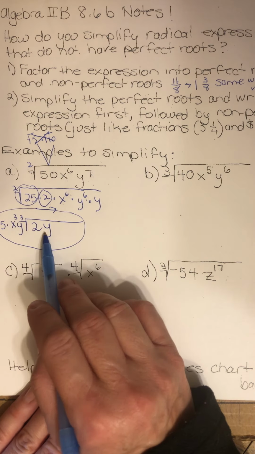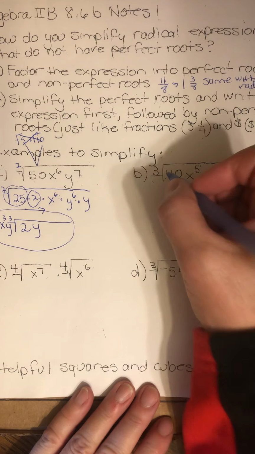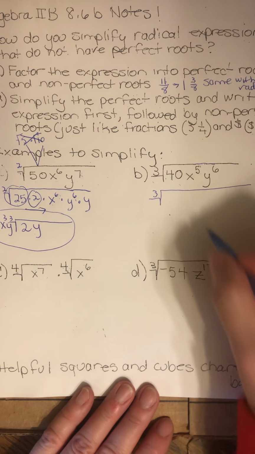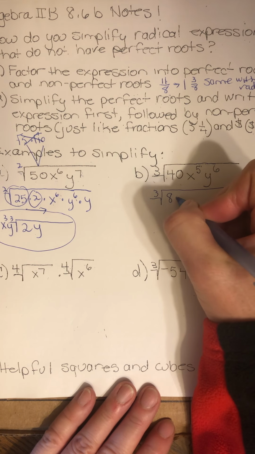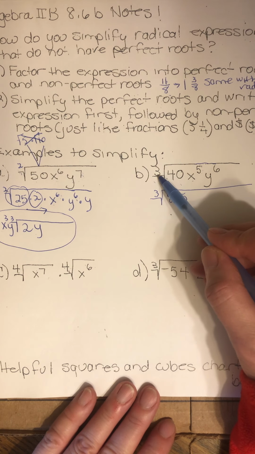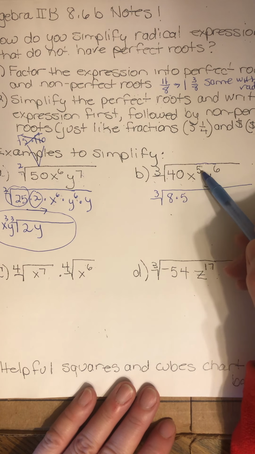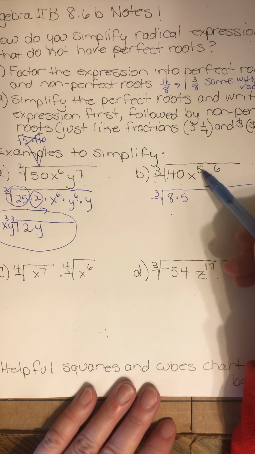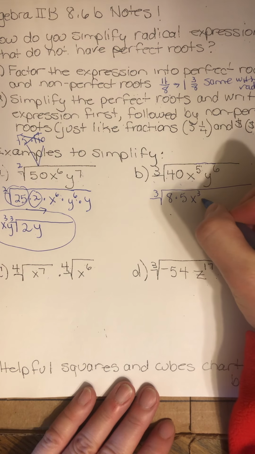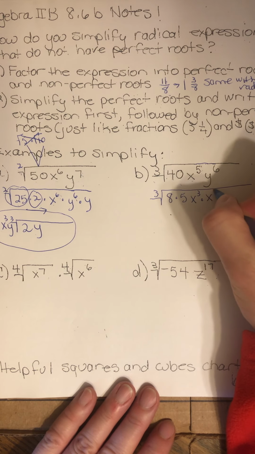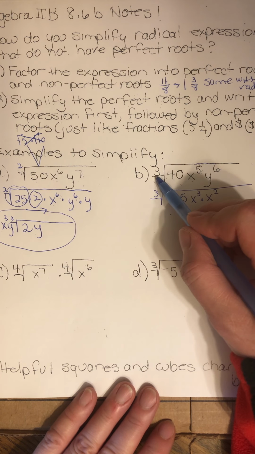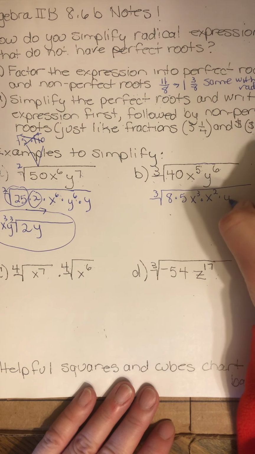The cube root of 40 is not perfect, but is there a factor of 40 that is a perfect cube? Yes, 8 times 5. X to the 5th, 5 divided by 3 is not perfect. 4 divided by 3 is not. 3 divided by 3 is x cubed. How many x's am I missing? I need 2 more to have x to the 5th. Y to the 6, 6 divided by 3 as an exponent is perfect.